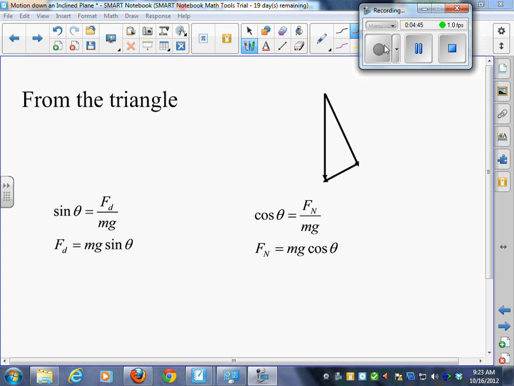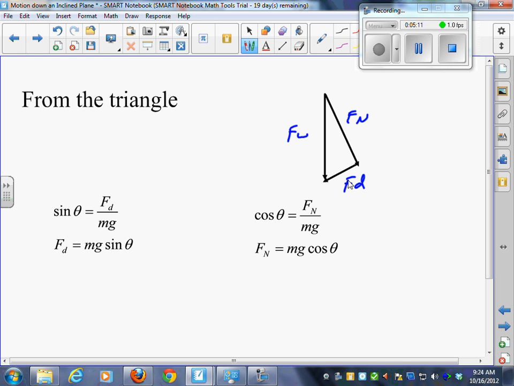Now here's where the math comes in, okay? So from that little triangle there that has this as Fd, has this as weight force, and has this as normal force, right? Now remember, that's not technically the normal force, it's just numerically equivalent to it. It's just easier to say the force that is numerically equivalent to the normal force. So I'll just call it normal force, right?